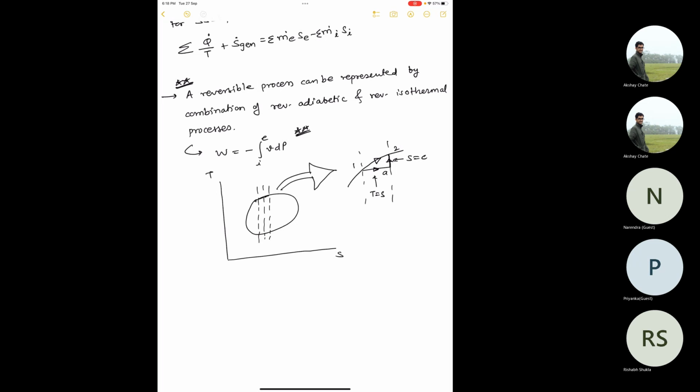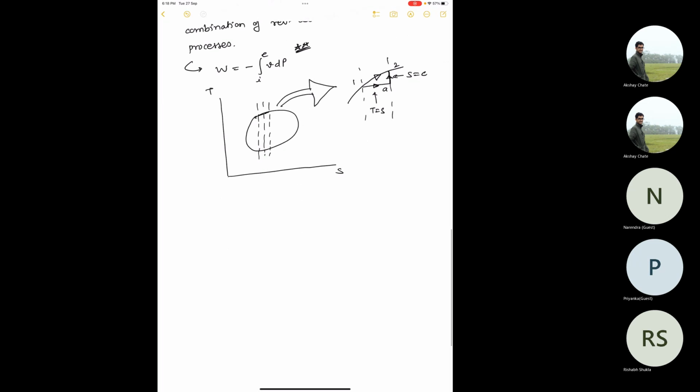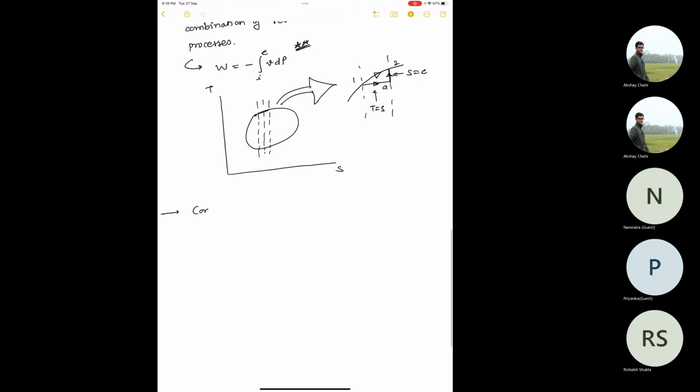Then I think the last bit was about the conservation of mechanical energy.